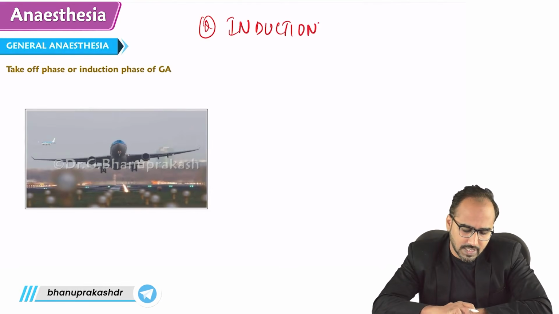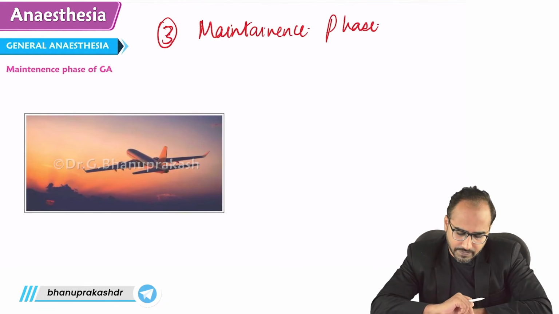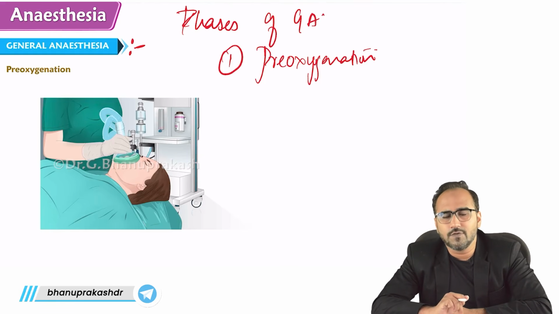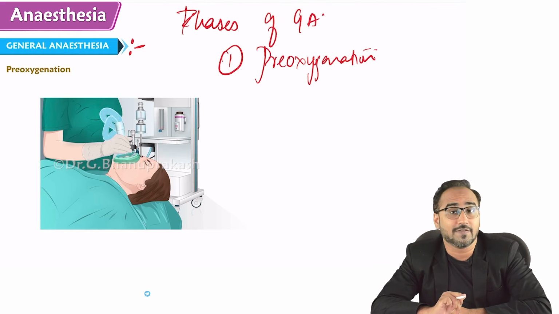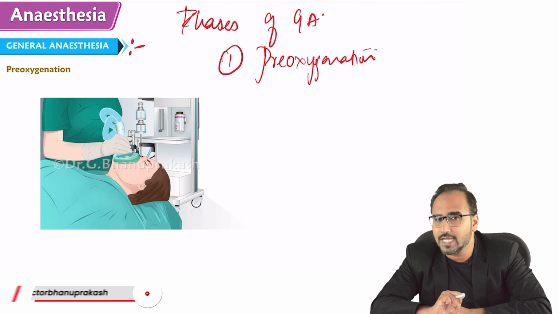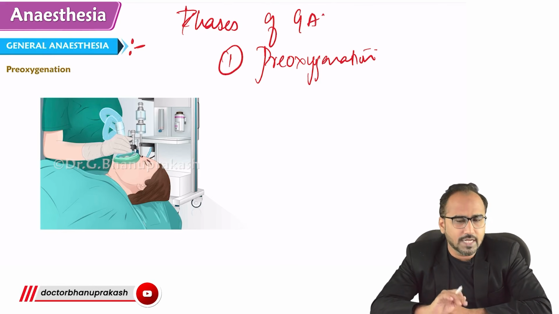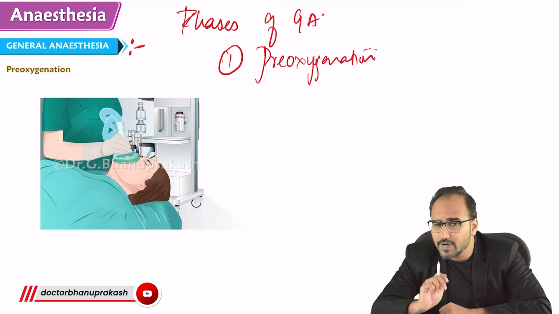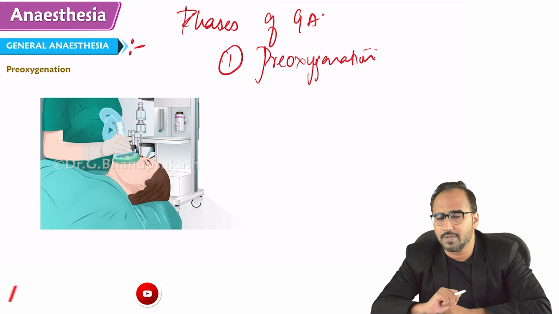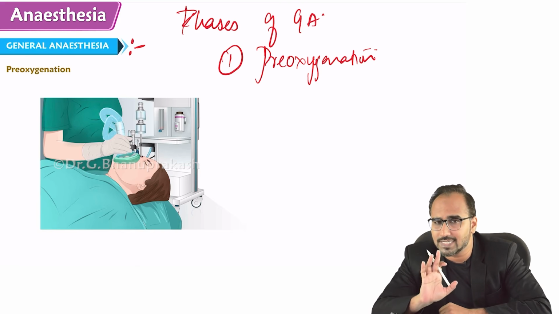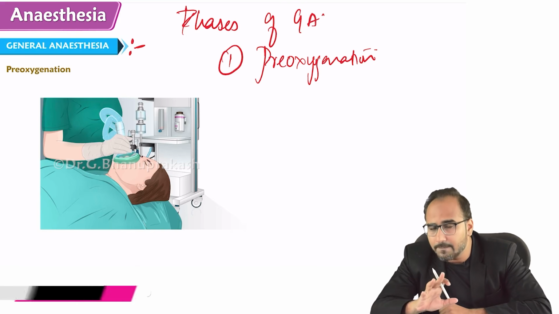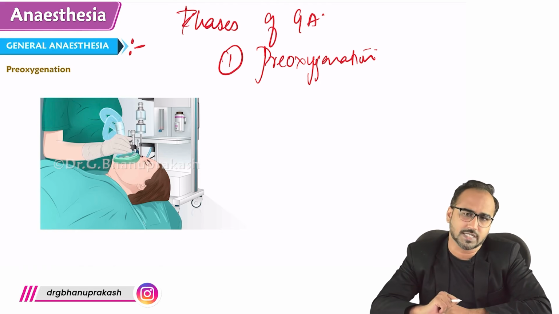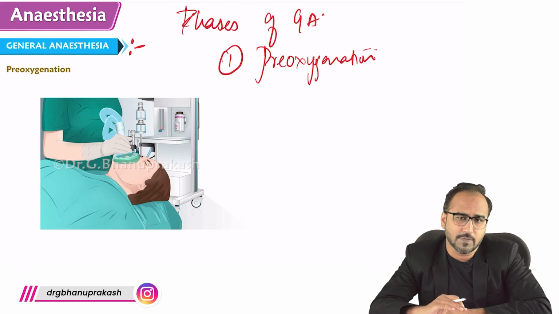Now you might be seeing the pictures of a flight over here, right? We anesthetists usually refer to general anesthesia as like flying an aeroplane. We tell it as what? General anesthesia is like flying an aeroplane. And when you fly an aeroplane, again there are 4 phases of the aeroplane. First we are discussing the phases of the aeroplane, then we'll compare all the phases of the aeroplane with general anesthesia. The first phase of the aeroplane is what?